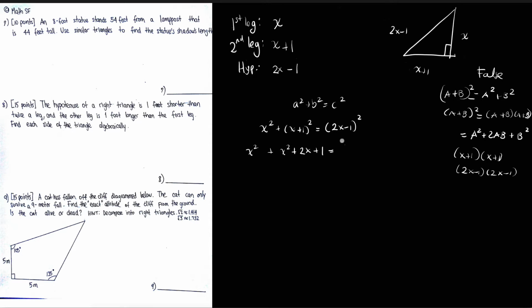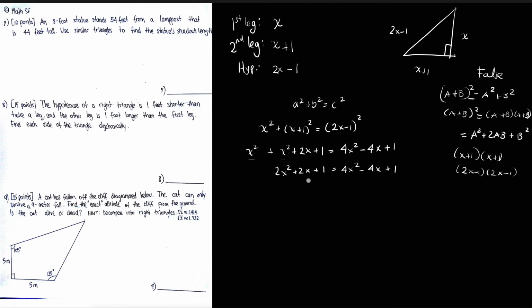After you finish that, you will actually get 4x squared minus twice the product, so 4x, plus 1. Now this looks like it's going to turn out to be a quadratic equation, but let me combine like terms before I start moving things out. So x squared and an x squared is going to be 2x squared plus 2x plus 1 equal to 4x squared minus 4x plus 1.